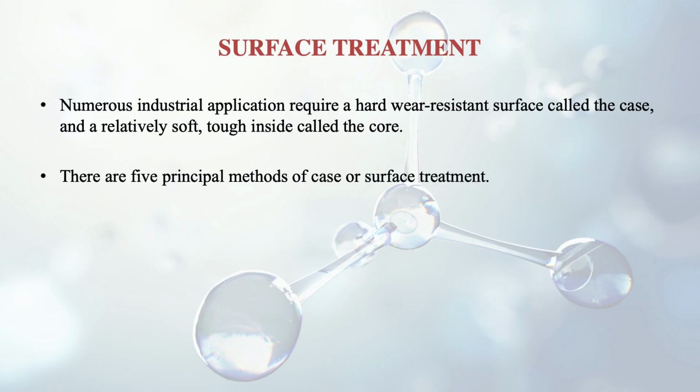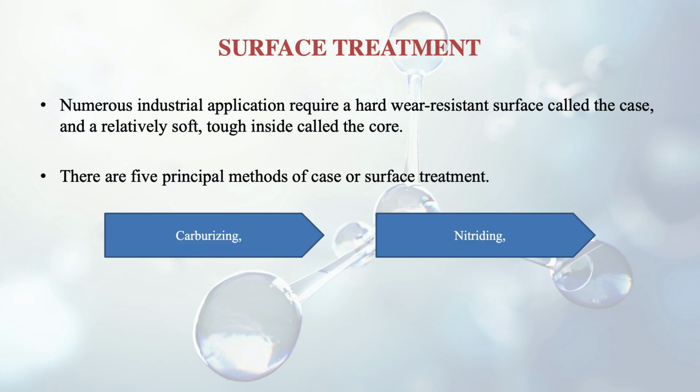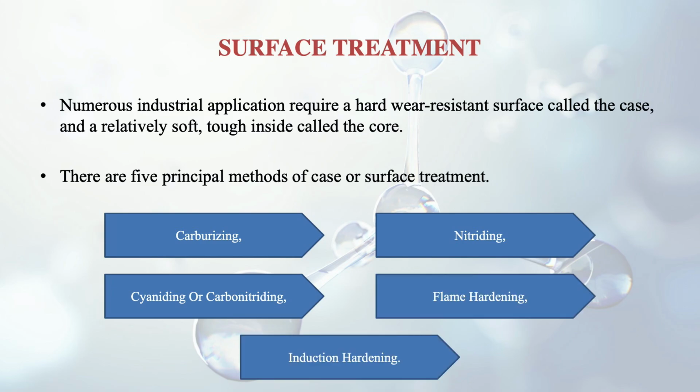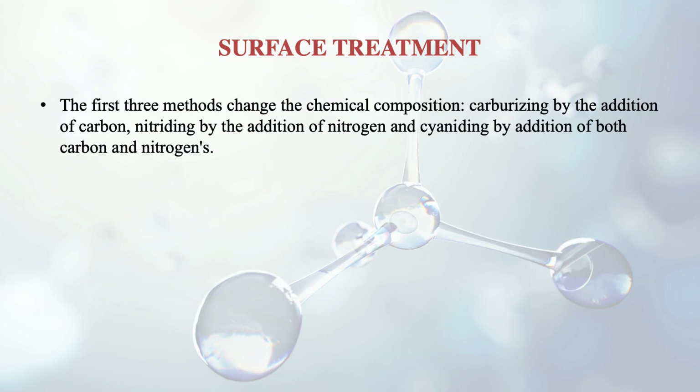There are 5 principal methods. The first one is carburizing, then nitriding, then cyaniding or carbonitriding, then flame hardening and induction hardening. Out of these 5, in the first 3 we vary the chemical composition. Like in carburizing, we add carbon, and in nitriding we add nitrogen, and in cyaniding both nitrogen and carbon. That is known as carbonitriding.